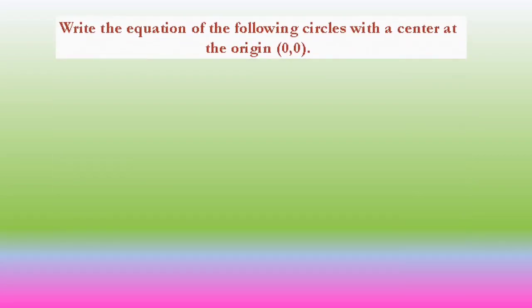On the following set of examples, we are going to write the equation of the following circles with a center at the origin, which is (0, 0). So we have a radius equal to 4. As we all know, the equation of the circle at the origin (0, 0) is x raised to 2 plus y raised to 2 is equal to r raised to 2.